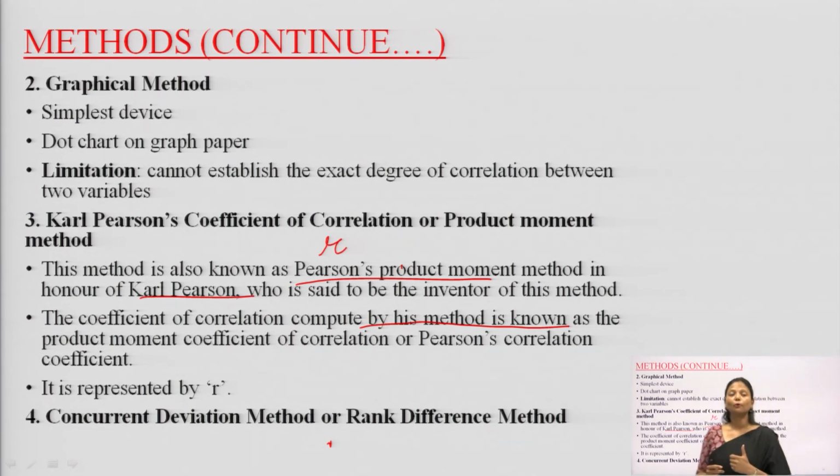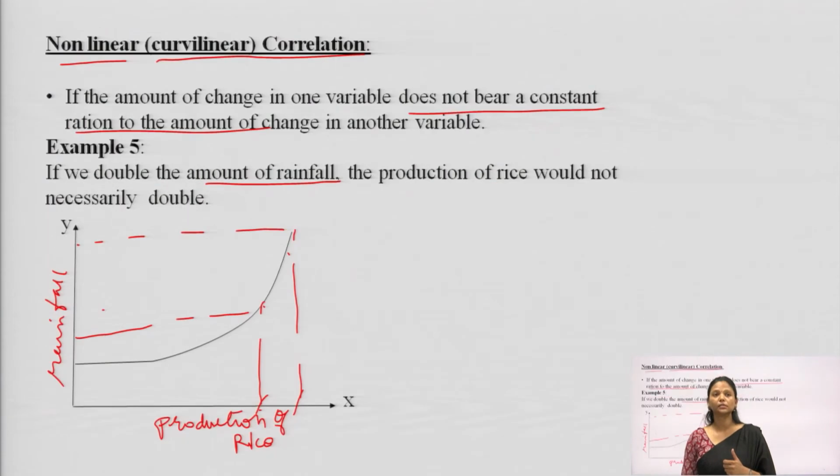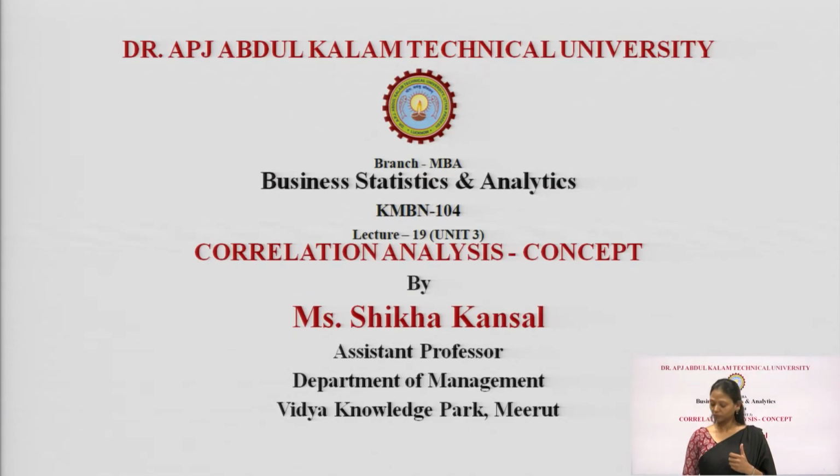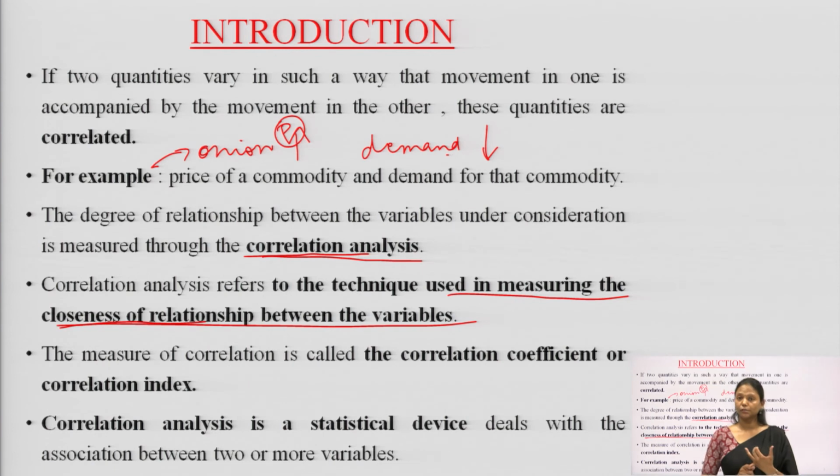Just a small recap of what we have done till now: correlation, the different kinds of correlation, the different methods of studying correlation. First of all, what is correlation? Correlation is nothing but the establishment of the relationship between two or more variables for a product. How much the degree of interdependence between the different variables for the same product is called correlation.